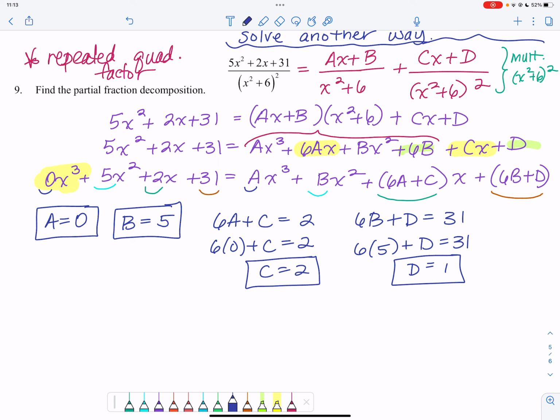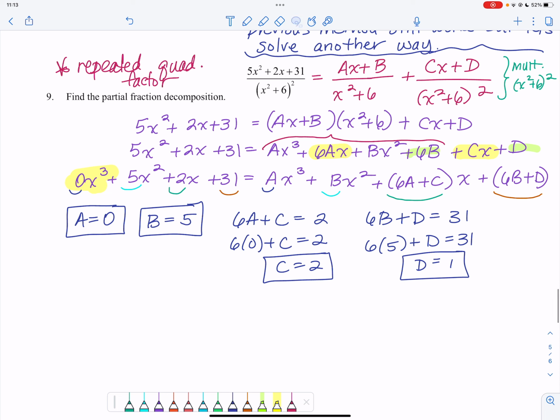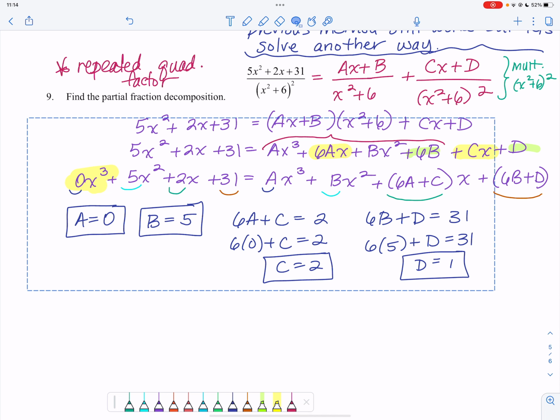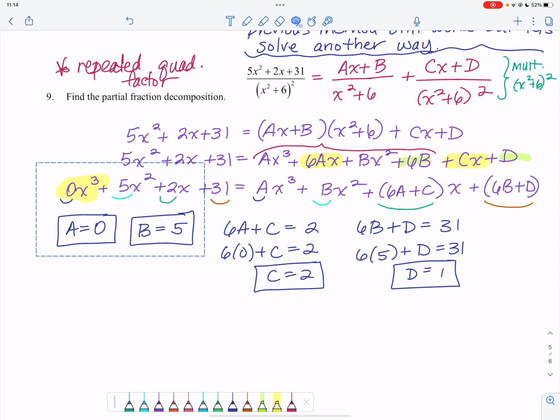So coming up with these terms and comparing the powers is another way. Now, it takes probably the same amount of time as the previous problems to work them that way. You still have to solve a system, but this one works out really nice. So let's write down our final answer that we come up with.